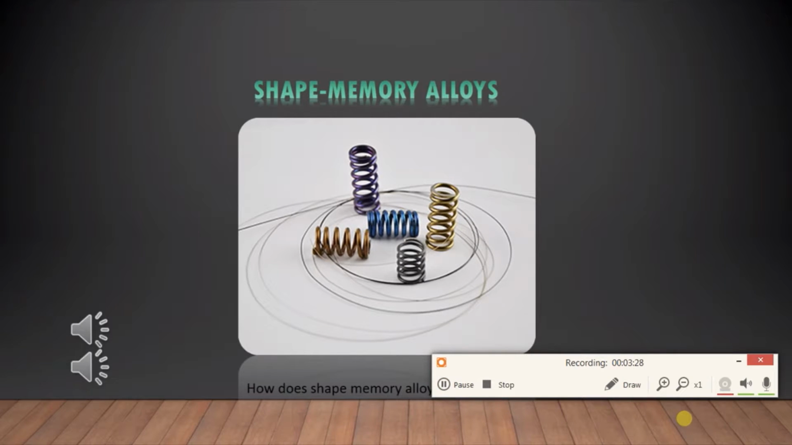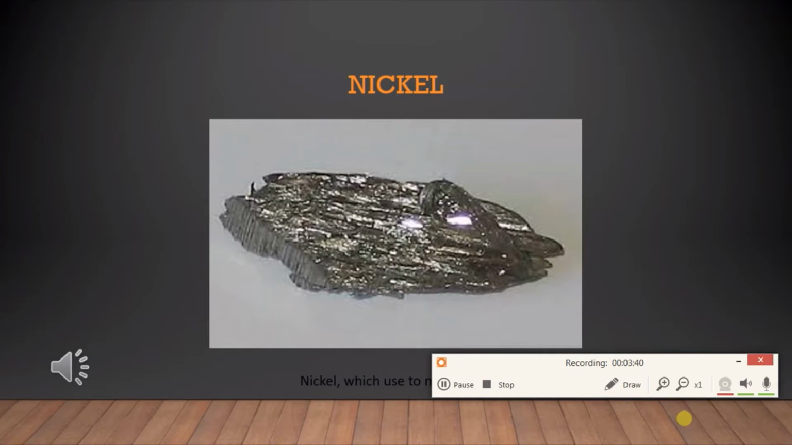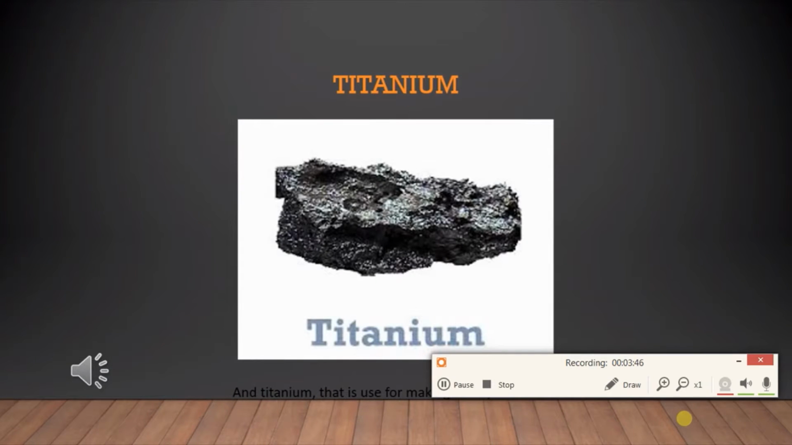How are shape memory alloys manufactured? For manufacturing this kind of advanced material, we need two types of metal that are commonly used to make SMA. One of those metals is nickel, the metal that is used for making coins, and titanium that is used for aerospace machines.